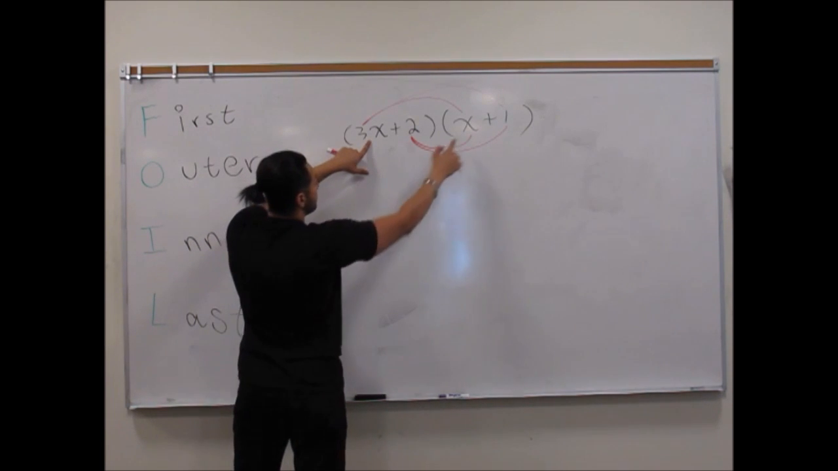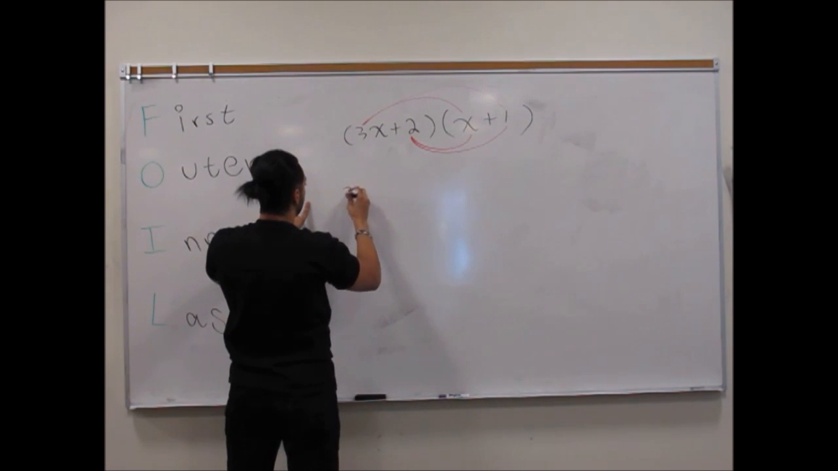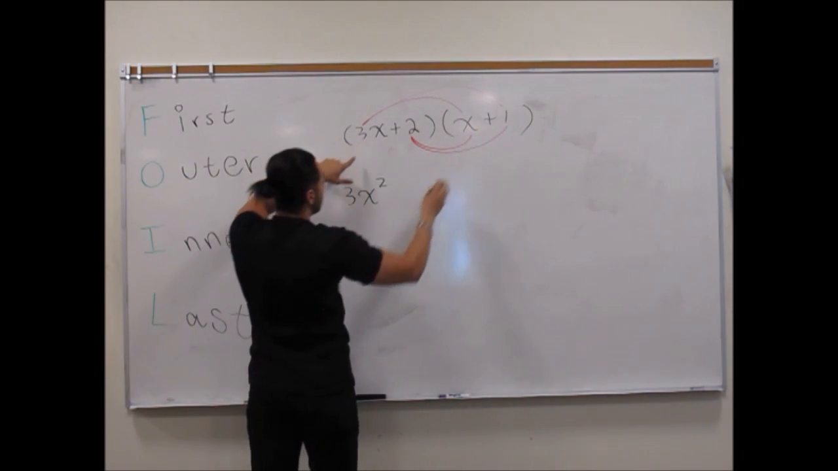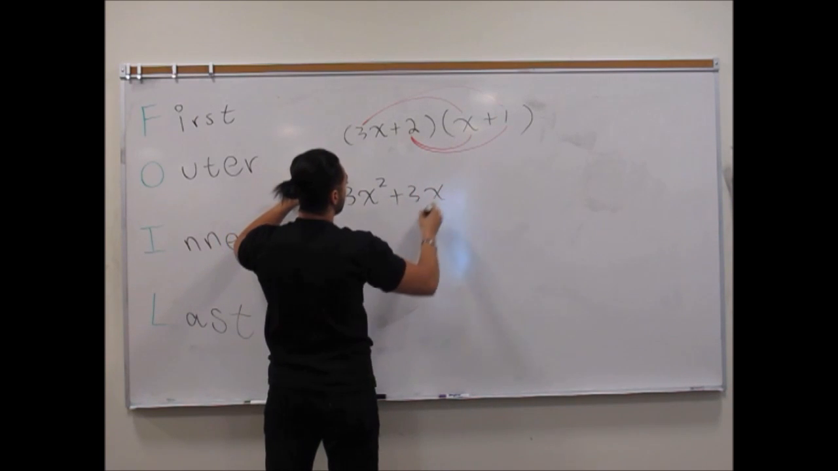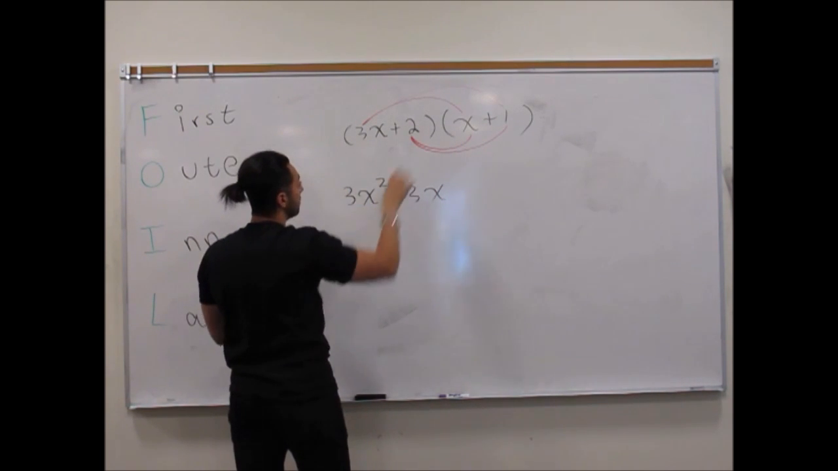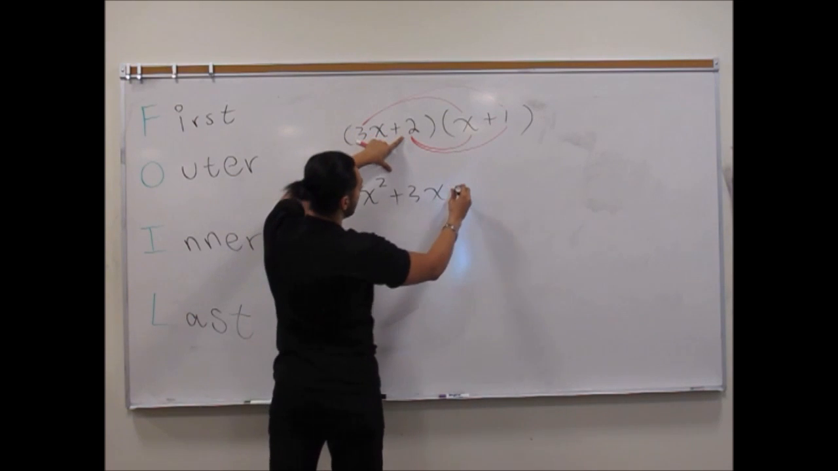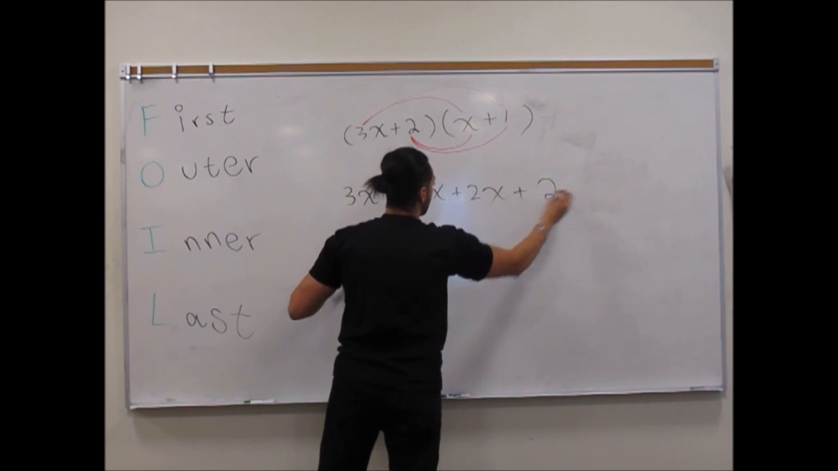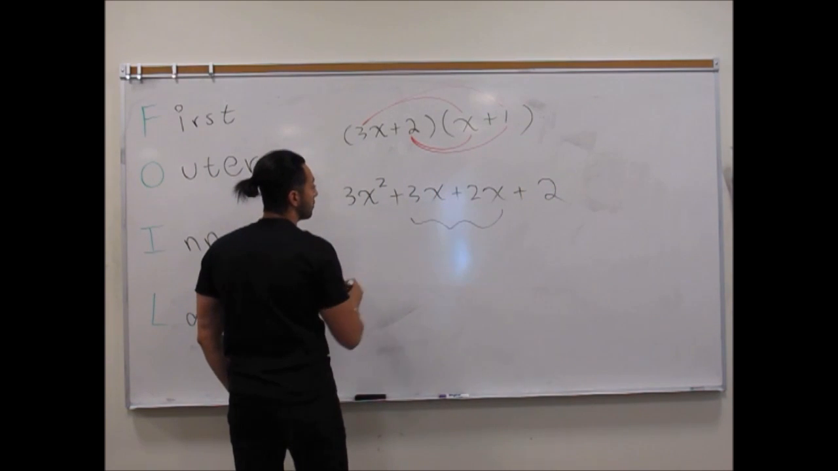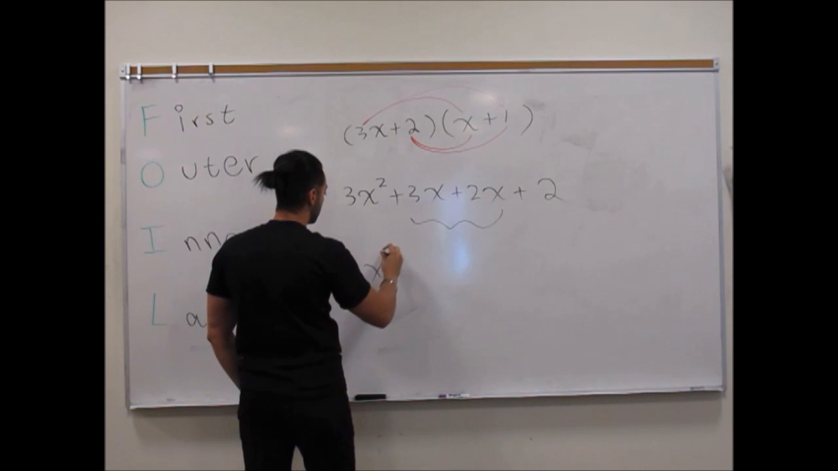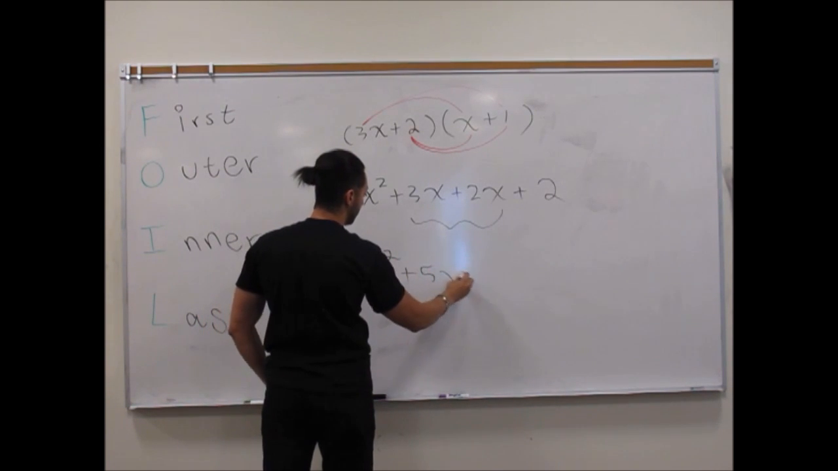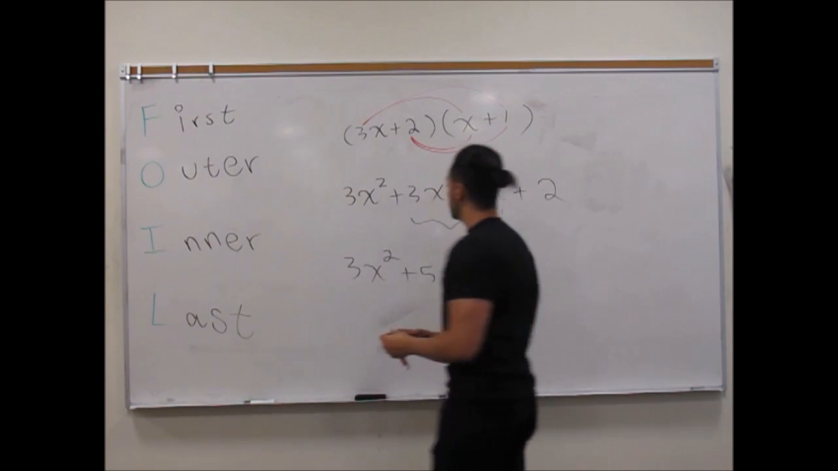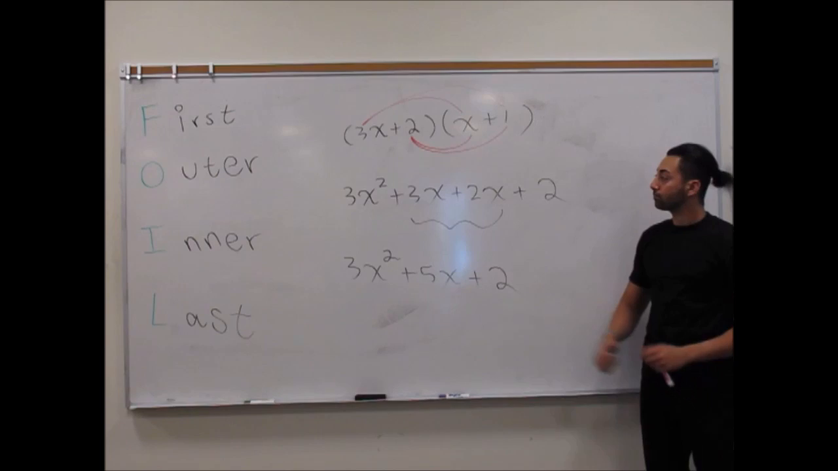So let's see, 3x times an x would give us a 3x squared. 3x times the 1 would give us a 3x. So I've distributed that 3x into everything. I want to move on to the 2. 2 times x would be a 2x. And then 2 times the 1 would just be a plus 2. And then notice you could combine these like terms here. So we get 3x squared plus 5x. 3x plus 2x would be 5x. And then plus 2. So hopefully you got the same answer as me.